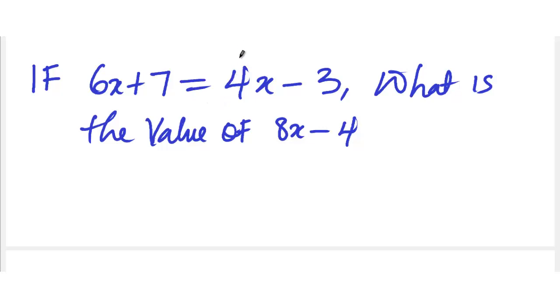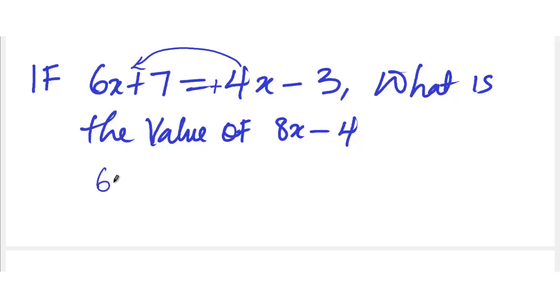Now collecting like terms means we bring 4x to this side, right, and don't forget, anything that crosses this equality sign, if it's positive, it changes to negative, and if it's negative, it changes to positive. That is one basic rule that we need to know. So I'm moving 4x to this side, so it is plus 4x here, it will become minus 4x.